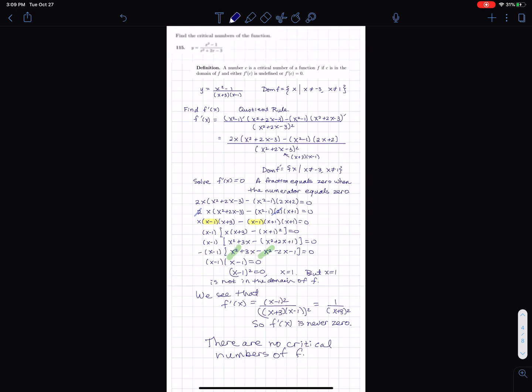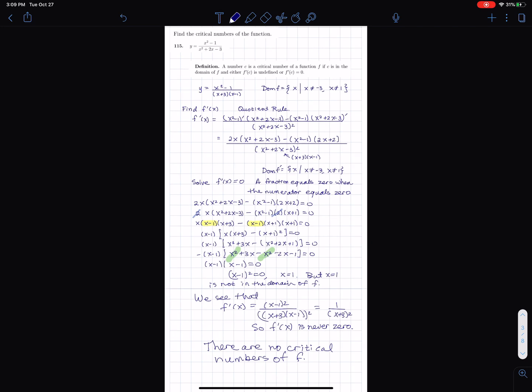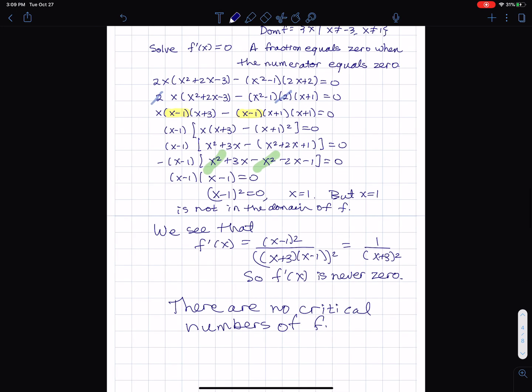After all that giant work, what did I find? I found that when I simplified the numerator, I got x minus 1 squared, which would give x equals 1, but x equals 1 is not in the domain of the original function. In fact, if I go back and put that numerator into f prime of x, I get x minus 1 squared divided by x plus 3 times x minus 1, all of that squared, which simplifies to 1 over x plus 3 squared.